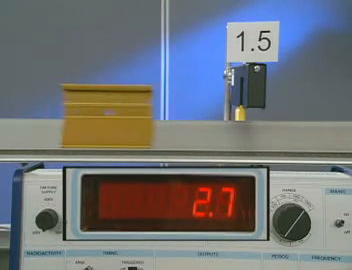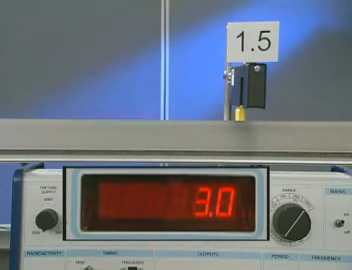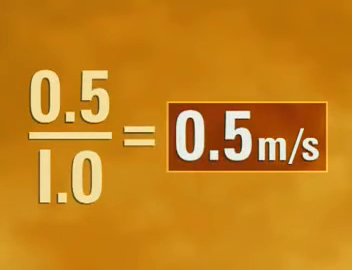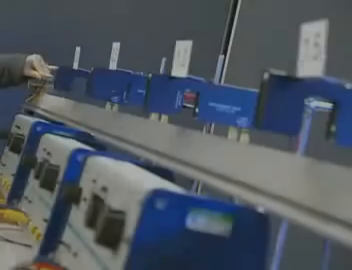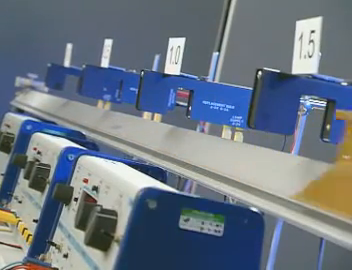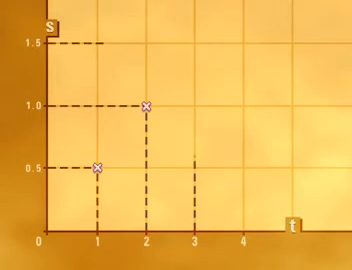To travel the third half metre, it also takes 1 second. Once again, the speed is 0.5 divided by 1, which is 0.5 metres per second. So the average speed of the glider was constant all the way along the track. Plotting distance against time for a vehicle travelling at constant speed produces a straight line with a steady slope.